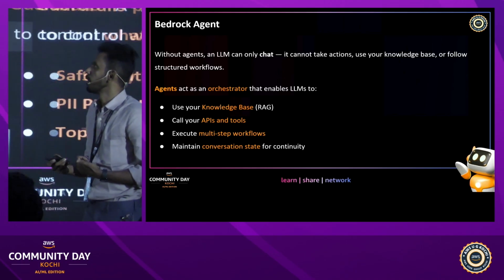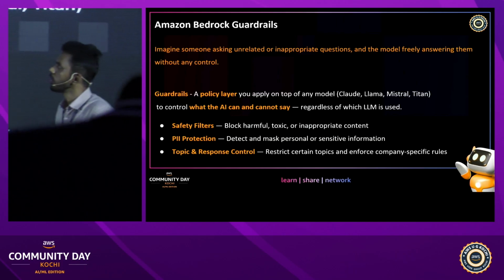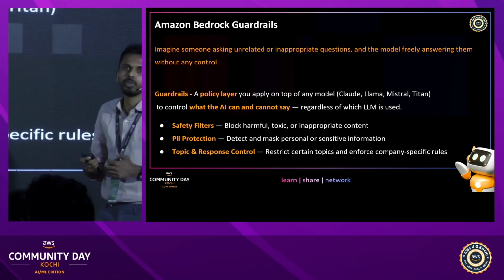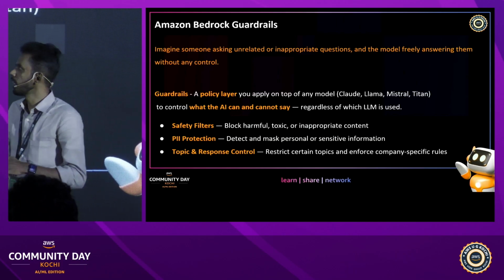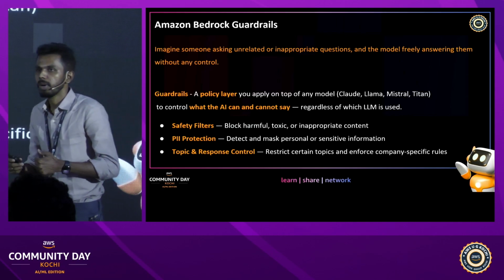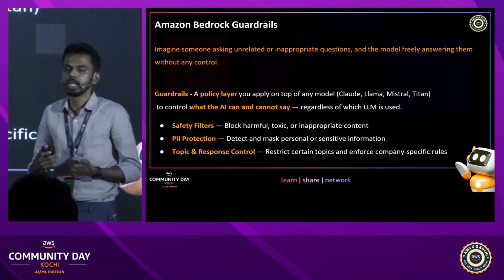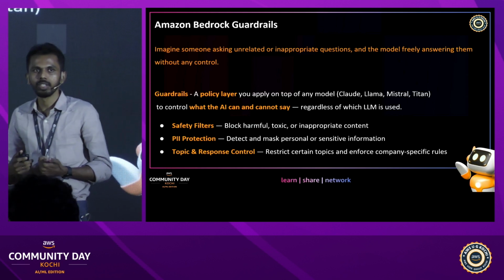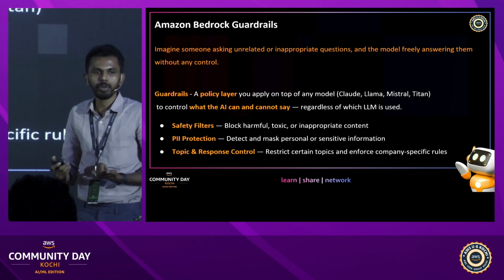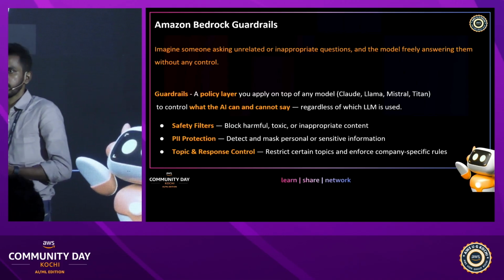Moving on. Okay. So now let's look at the last part of this theory. We talk about guardrails. Let's say we have a completely AI-ready system in hand. But imagine one user asking some irrelevant or inappropriate question to the model, and the model is free to answer those without any control. That is not what we are expecting at an enterprise level.